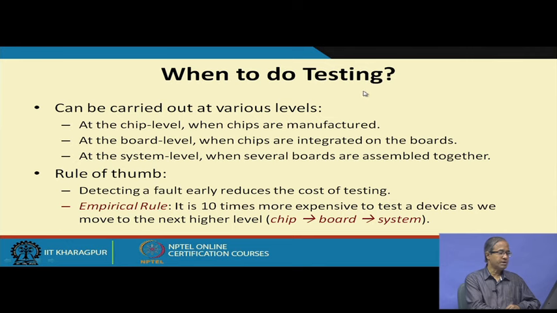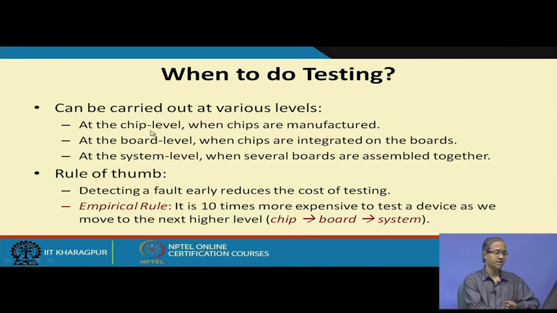So, now we look into the issue of exactly when do you do testing. Do we do testing when the chips are fabricated, or do we do testing when we have already put the chips on a board, the boards in a system, and the overall system is ready? We want to test at that level. So, there are implications. We can carry out testing at various levels. Like for instance, we can do it at the chip level, while the chips are getting manufactured. You can also do testing at the next higher level, namely the board level, where several of these chips have been integrated on a printed circuit board. And thirdly, at an even higher level, when you are building a system, there will be several such boards in the system. When all these boards are assembled together to form the system, we can even carry out testing at that level.